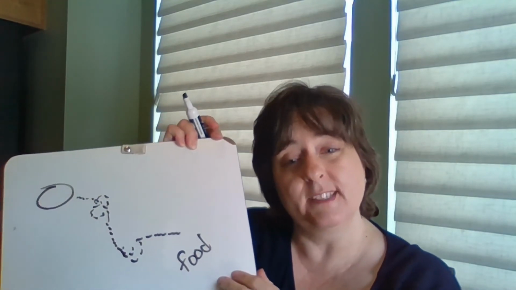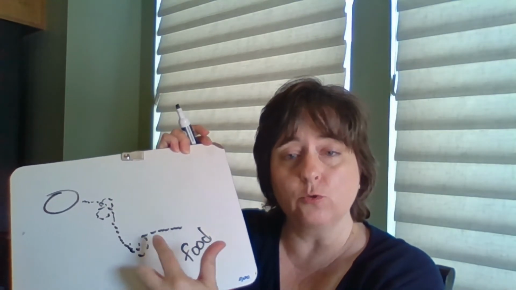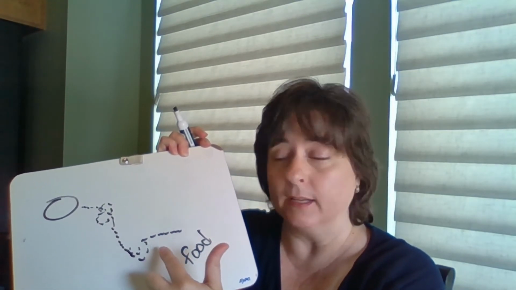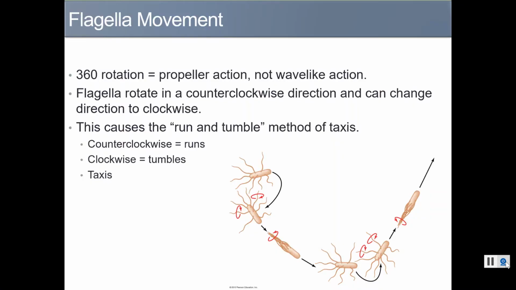When it's moving towards something or away from something, we see longer runs and shorter periods of time where they're tumbling. So they will do that more frequently. All right, you can also use these words with positive and negative phototaxis. What do you think they're going to? Towards light or away from light? And so that explains how that works.